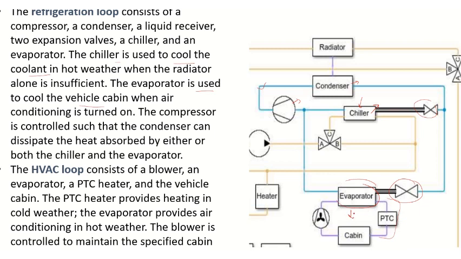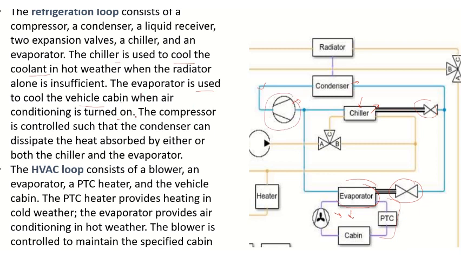So whatever heat is produced here will be evaporated with the help of an evaporator. So the evaporator is used to cool the vehicle cabin when air conditioning is turned on. Whenever heat is there, we will take the help of the air conditioner. When the air conditioner is switched on, whatever heat is there is evaporated, and it produces cool weather conditions.